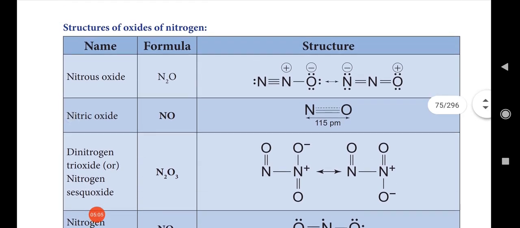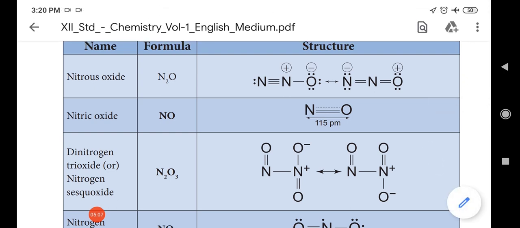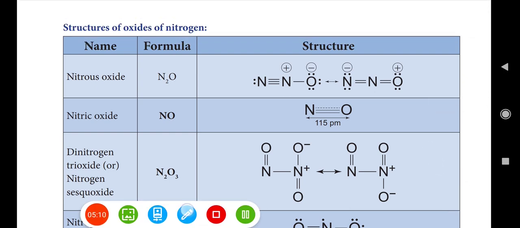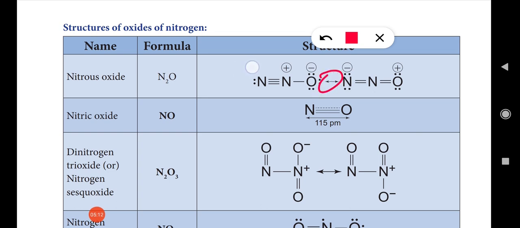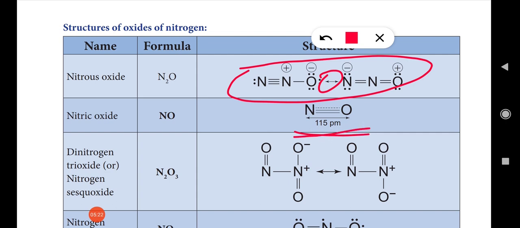First, nitrous oxide. It has a resonance structure. This is the structure of nitrous oxide. Then nitric oxide, where the bond length is given. The bond length between nitrogen and oxygen is 115 picometer. Then dinitrogen trioxide or nitrogen sesquioxide also contains resonance structures, either this structure or this structure.